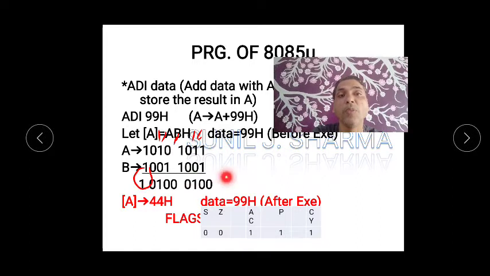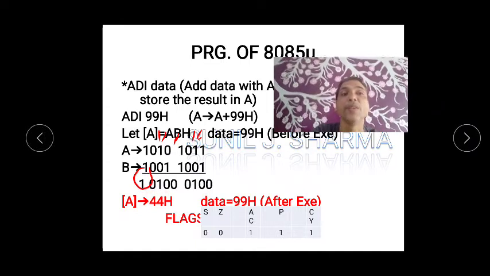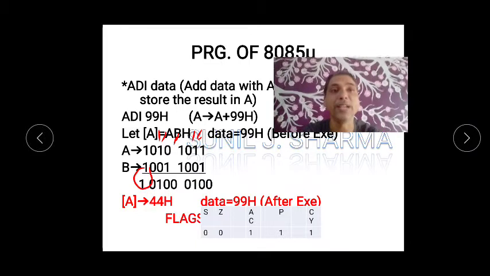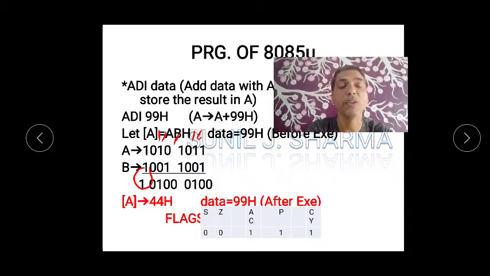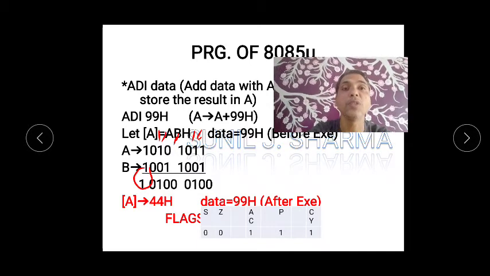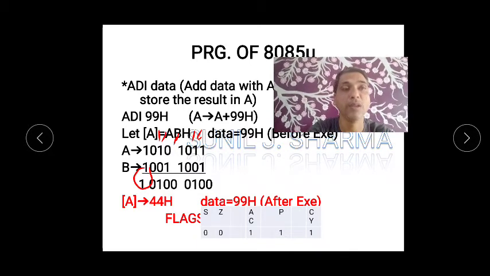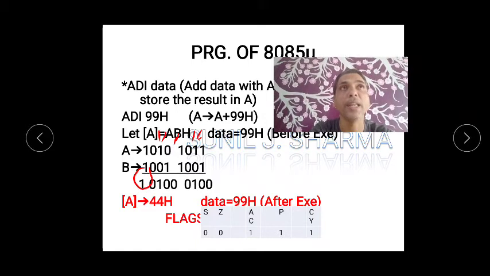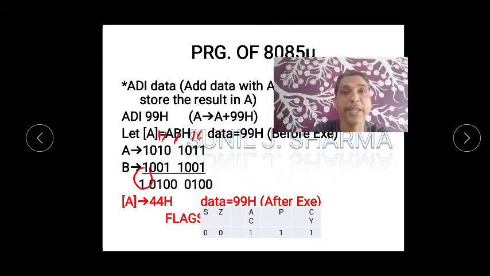No, all the bits are not 0. This is a positive number because MSB is 0. So this is a way to set or reset the flags. So I hope you understood all three things of addition, like ADD r, ADD M and ADI.